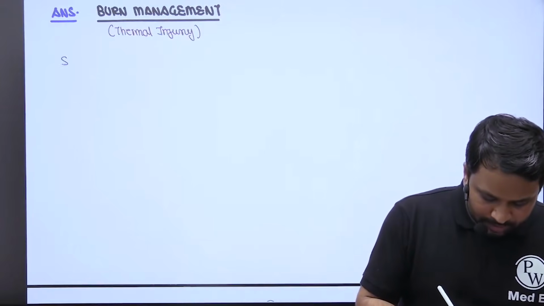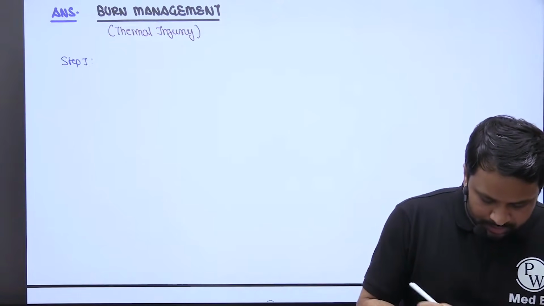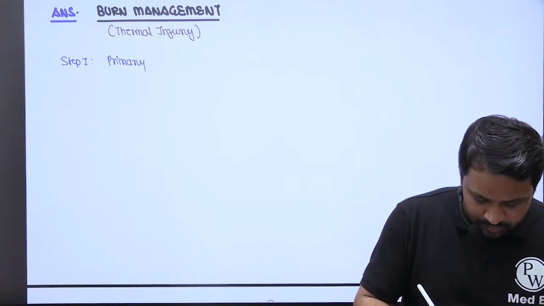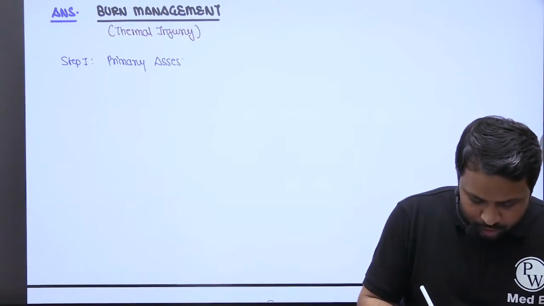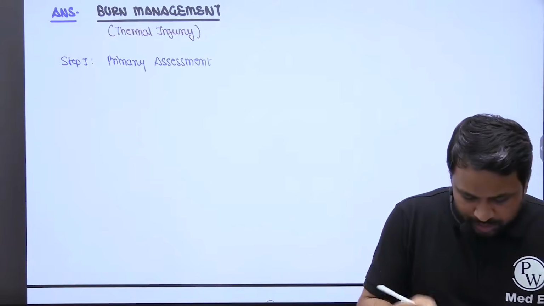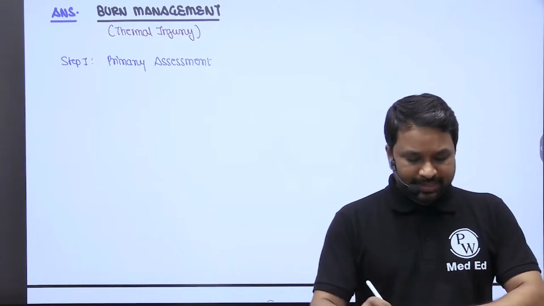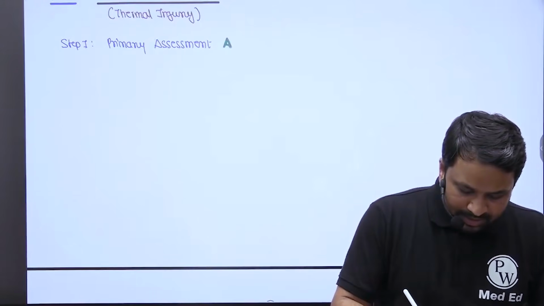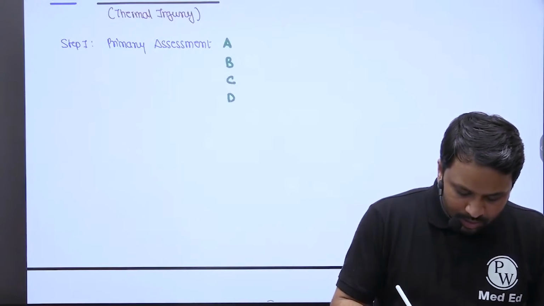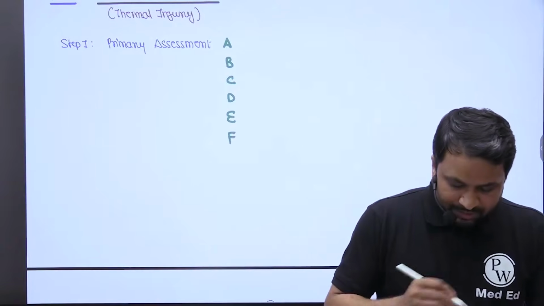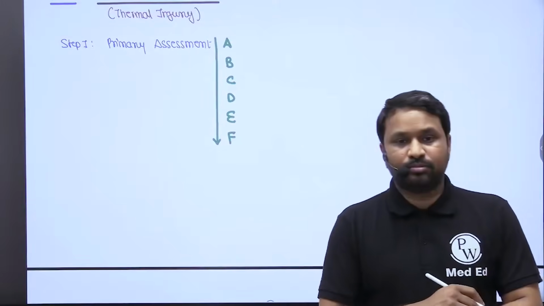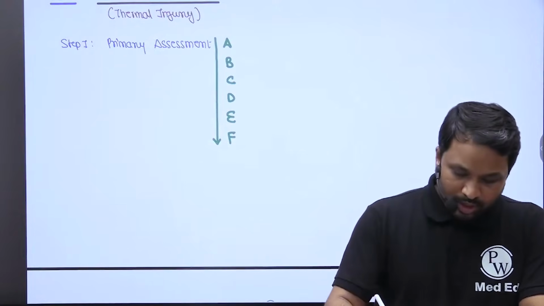So in burn management, step 1 is going to be your primary assessment. Tomorrow when we talk about trauma, we'll talk about primary assessment in detail. Now primary assessment follows the same protocol as anywhere else. It is going to be the same A, B, C, D, E, but in burns you will add F. This is what you have to follow in the burn wound management resuscitation protocol.